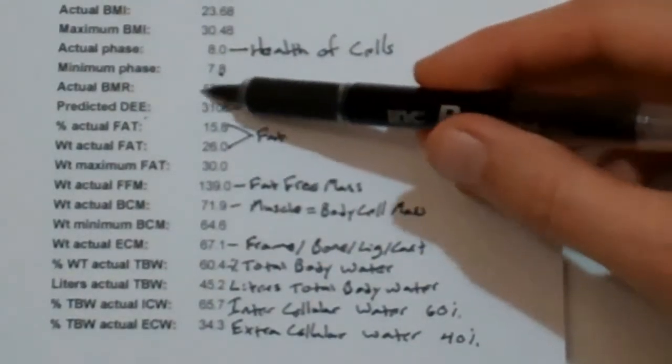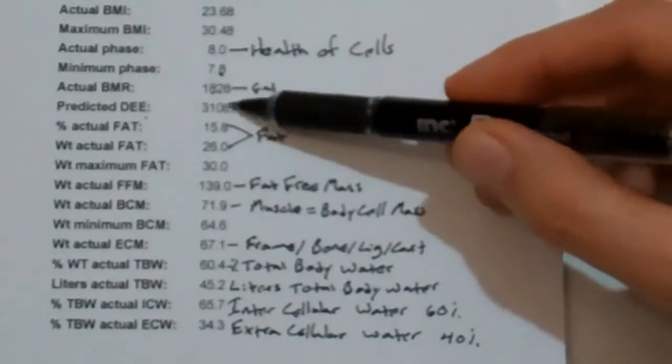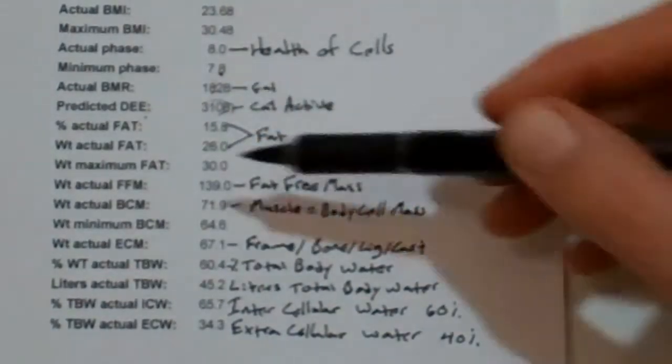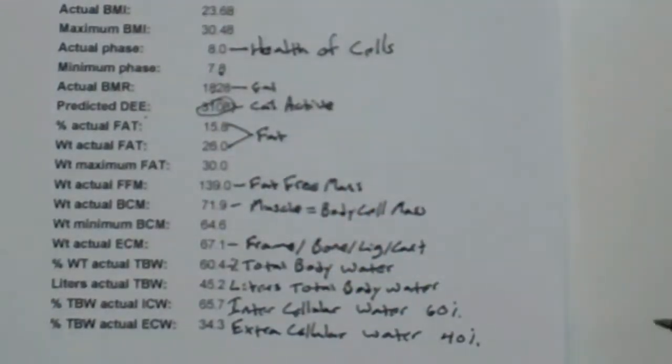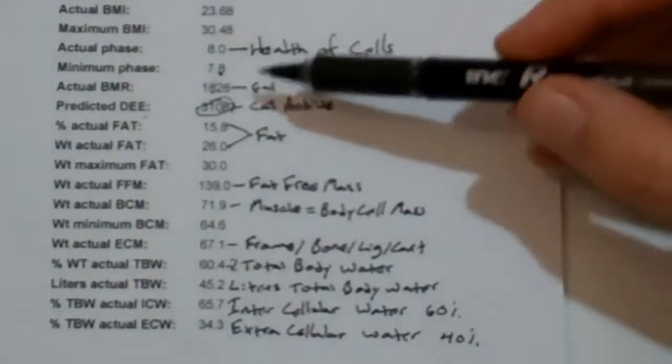This is how much you would burn if you laid on the couch. This is how much you would burn if you were doing a certain amount of activity. And he's very active, so we put high activity level for him. That's what those numbers mean.